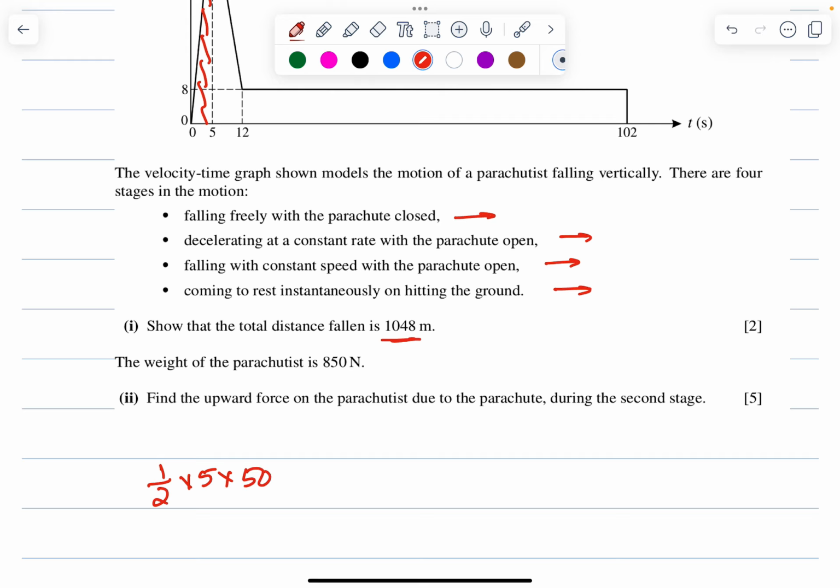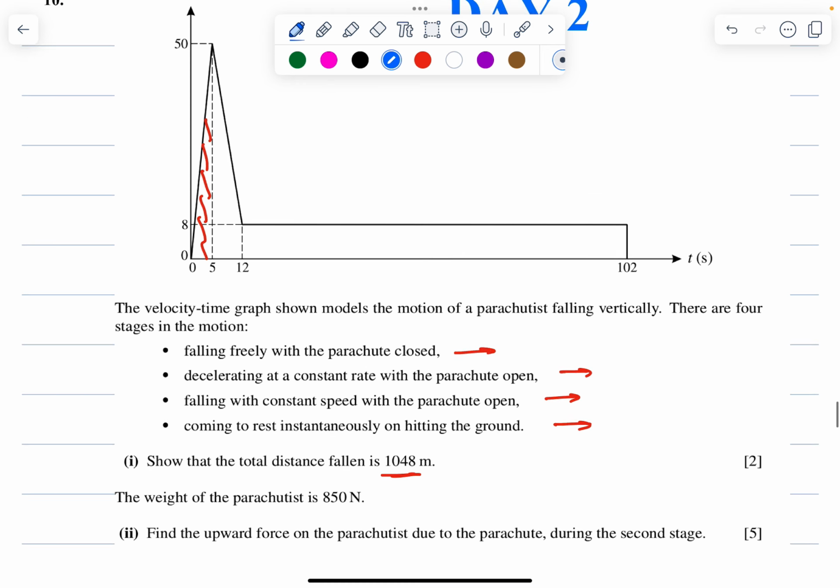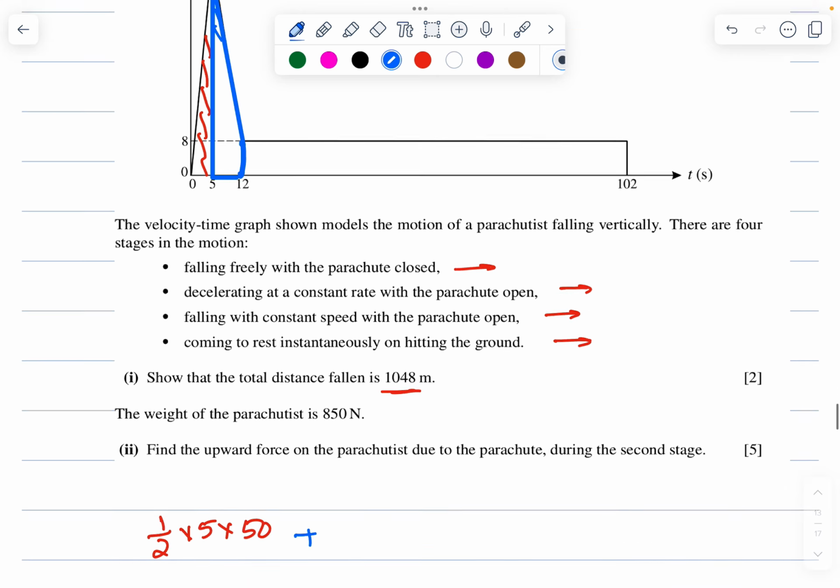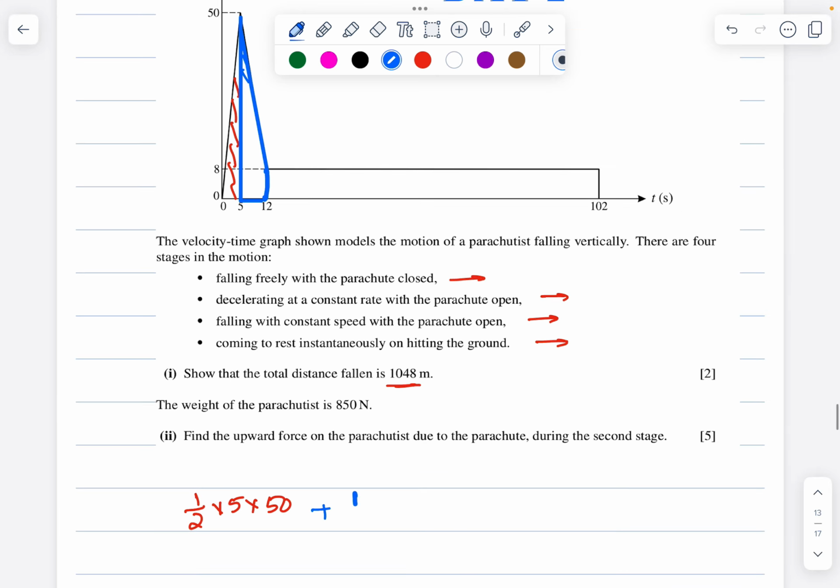Half times base times height. Then plus, this is a trapezium. The blue color one is a trapezium. This part, this part, this part, and this part. So for the trapezium, it's going to be half times sum of the parallel sides. One parallel side is 8 and another parallel side is going to be 50, and the distance between them is going to be 7.